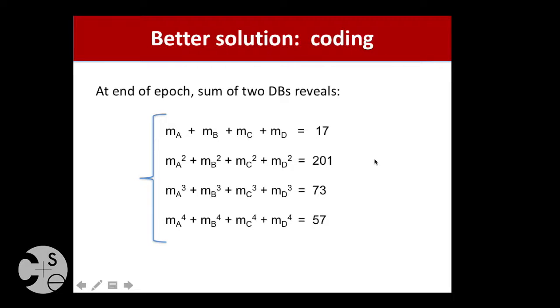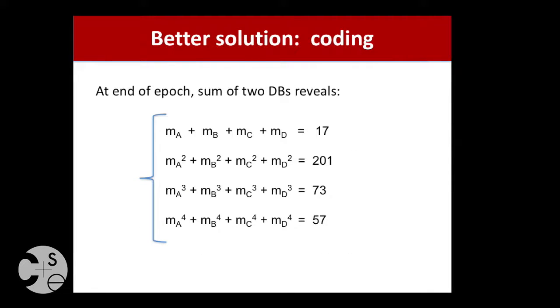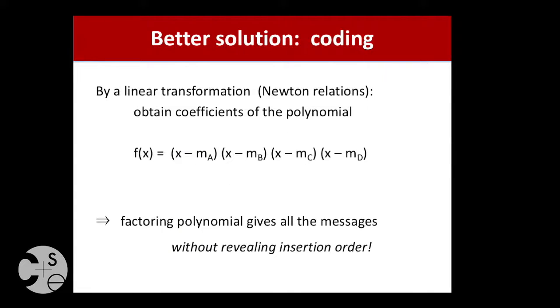The way you solve a system like this is basically using a trick called the Newton relations. The Newton relations let you translate from these kind of polynomials to the symmetric polynomials. Using the Newton relations, you can basically recover the coefficients of the polynomial f, whose roots are ma, mb, mc, and md. Again, a very good trick to know: these sums of different powers will let you convert back and recover the coefficients of a polynomial that contains these roots.